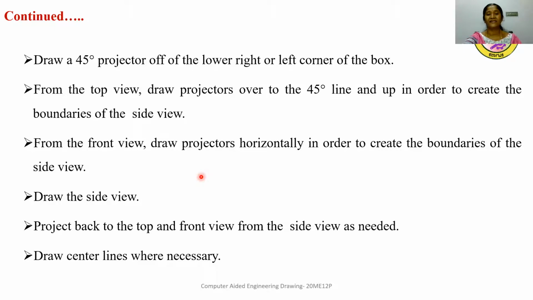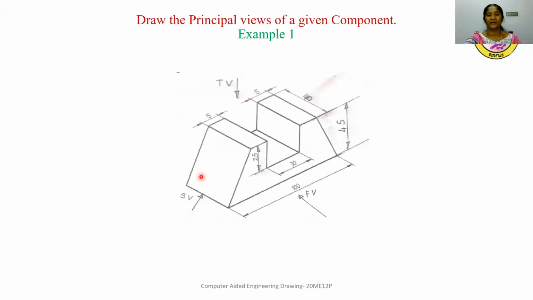So these are the various steps to be carried out in order to draw the orthographic projection for a given component. Let's see how to draw the three principal views for a given component. This is the component that has been given. For this, we are supposed to draw the front view. This is the direction of the front view, this is the side view, and this is the direction of the top view.